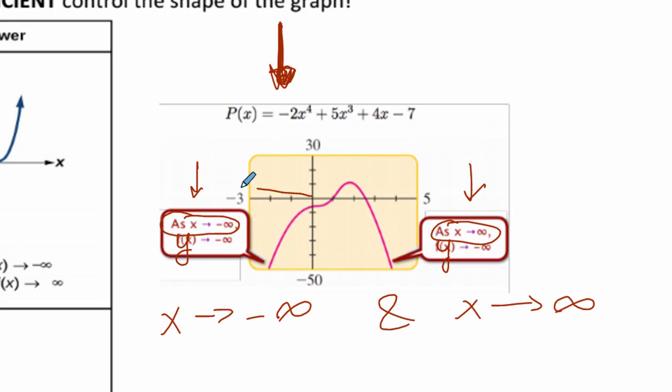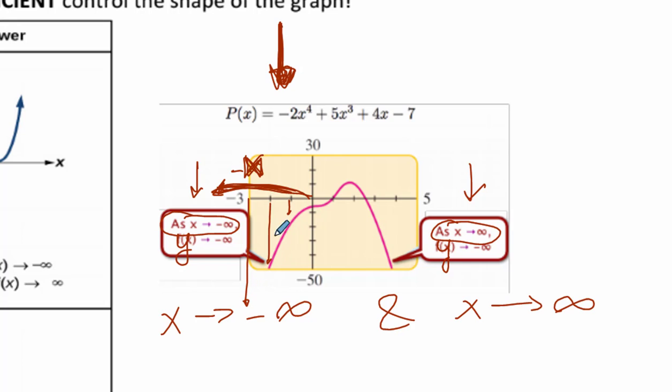X is going negatively when I go to the left from the origin. Okay? It's going this way. That's negative x. That's x goes negatively. Well, what happens to the y number? Well, y is going down here. So at -1, it's there. At -2, it's down here. At -3, it's probably down here somewhere.